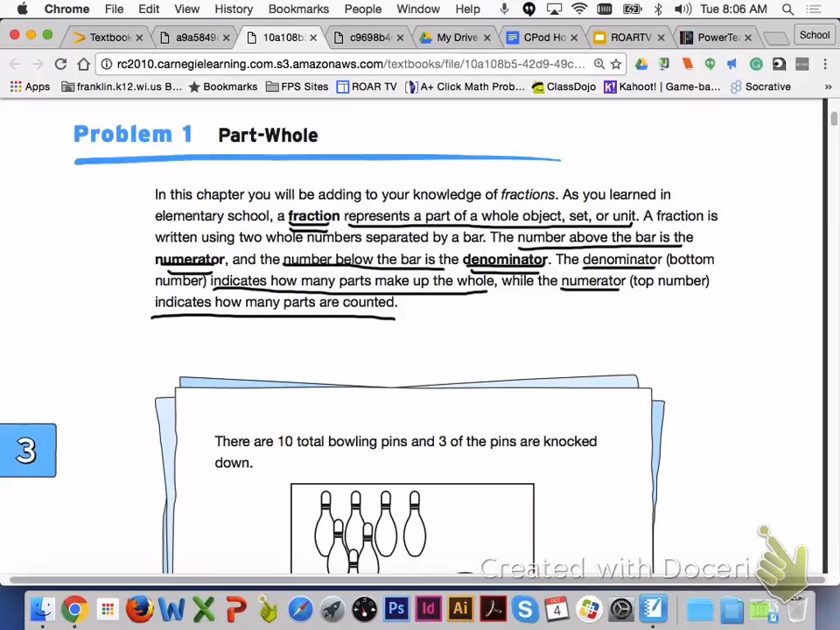Let's turn to page 96 and take a look at problem 1. In this chapter you will be adding to your knowledge of fractions. As you have already learned, a fraction represents a part of a whole object, set, or unit. A fraction is written using two whole numbers separated by a bar. The number above the bar is the numerator, and the number below the bar is the denominator. The denominator indicates how many parts make up the whole, while the numerator indicates how many parts are counted.